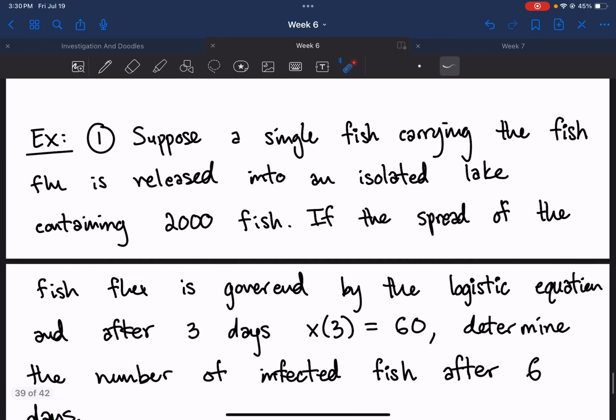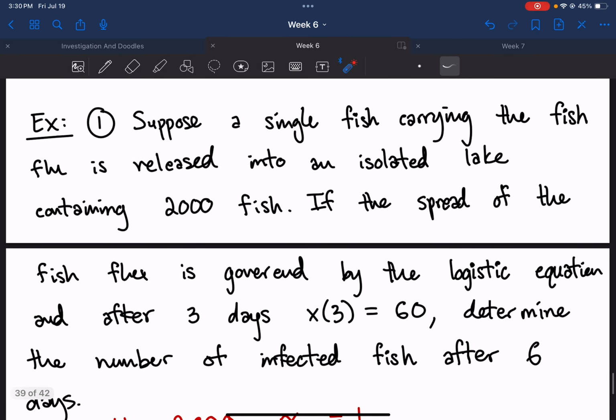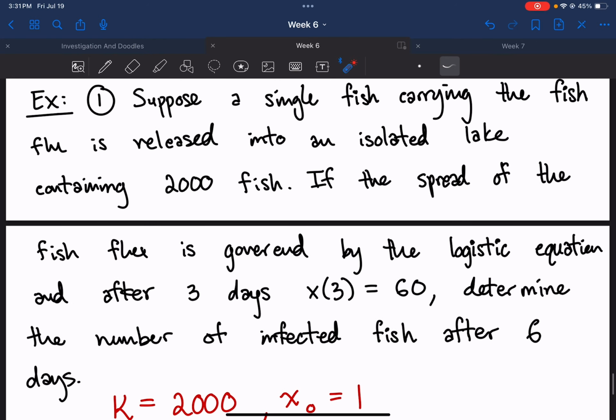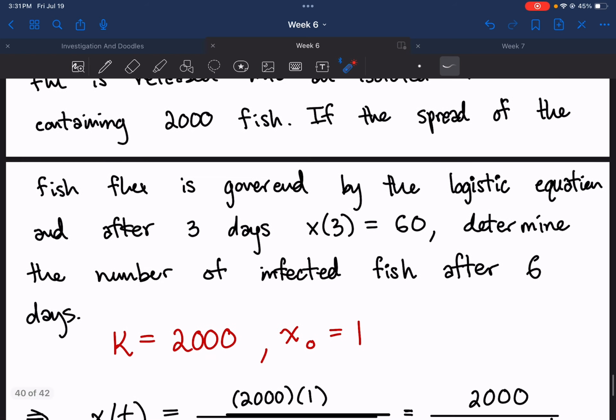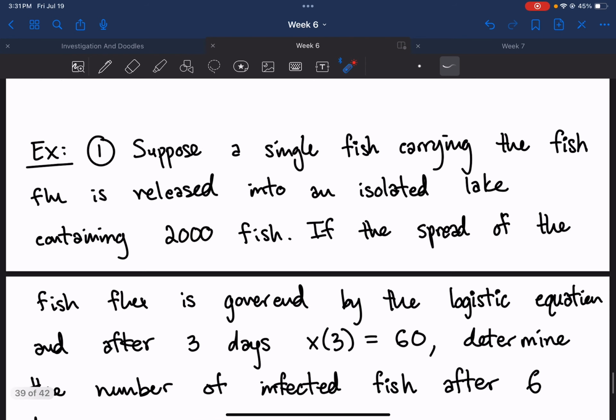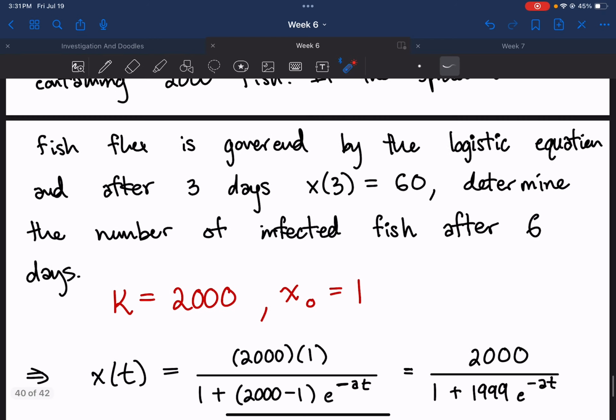Here's an example. Suppose a single fish carrying the fish flu is released into an isolated lake containing 2,000 fish. If the spread of the fish flu is governed by the logistic equation, after 3 days the number of fish with the flu is 60. Determine the number of infected fish after 6 days. We know the maximum number of fish that could be infected is 2,000. And we know that a single fish was released, so x naught is 1.